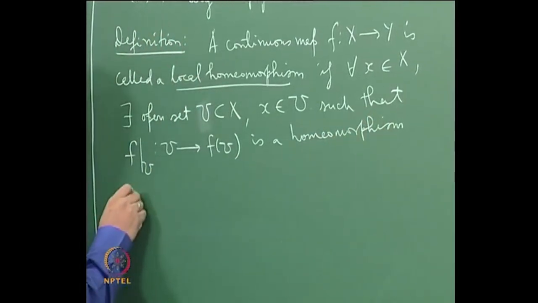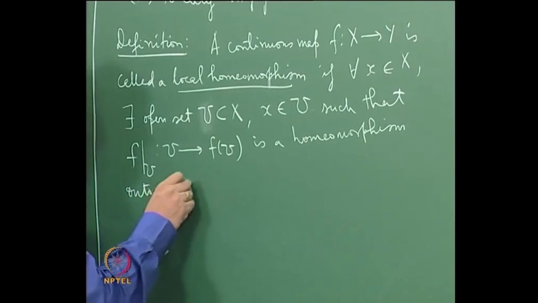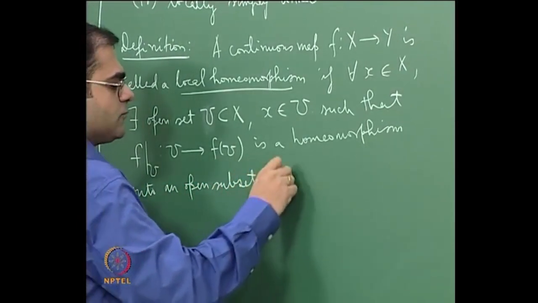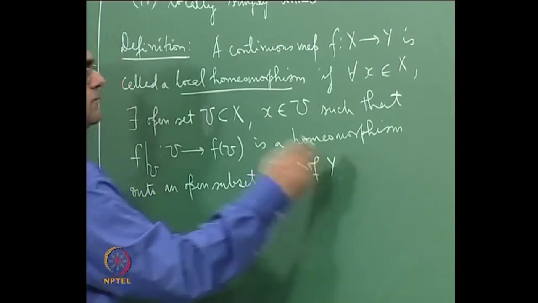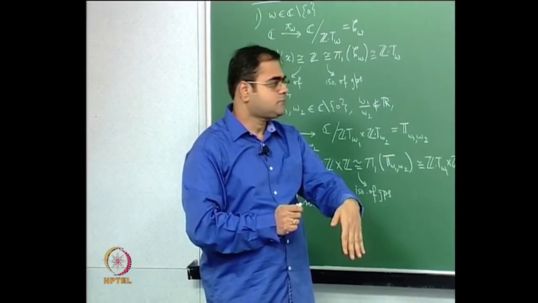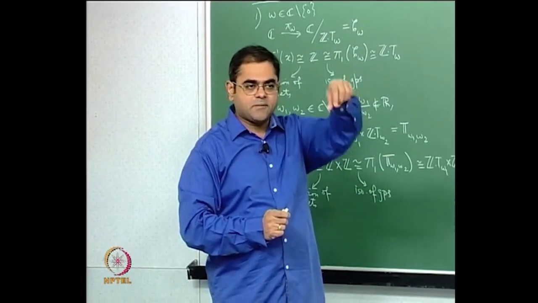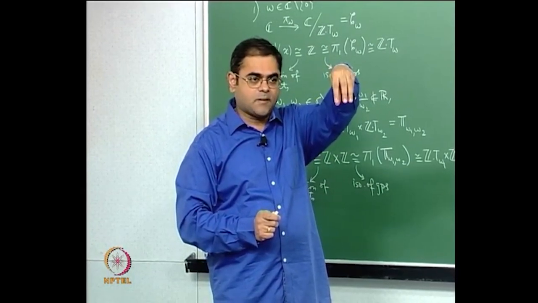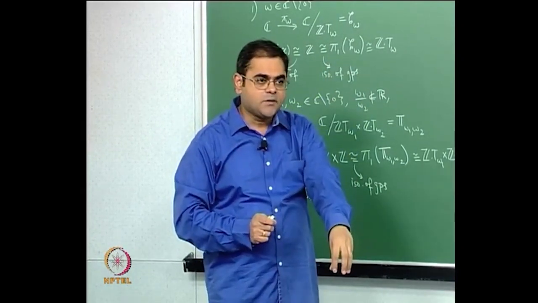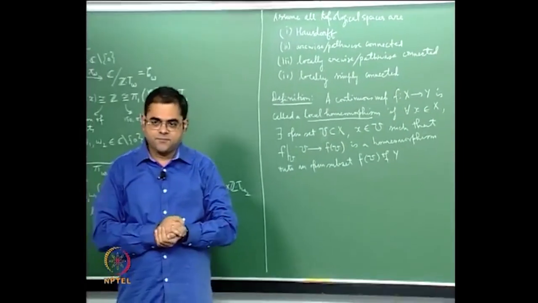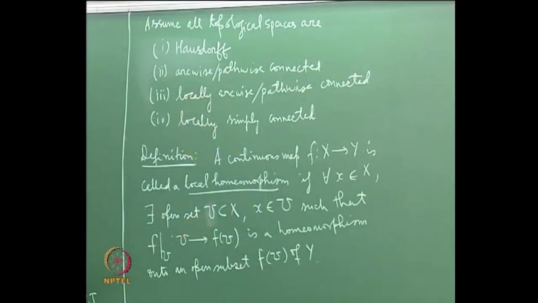onto an open subset f(U) of Y. Okay. So the definition of a local homeomorphism is a continuous map such that at every point I am able to find a neighbourhood which this map maps homeomorphically onto an open neighbourhood in the target topological space.